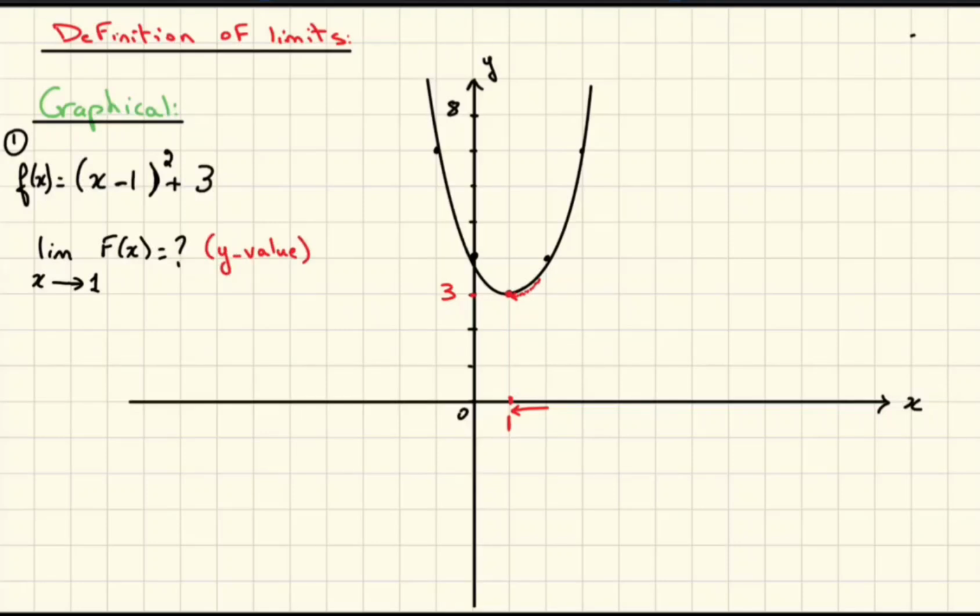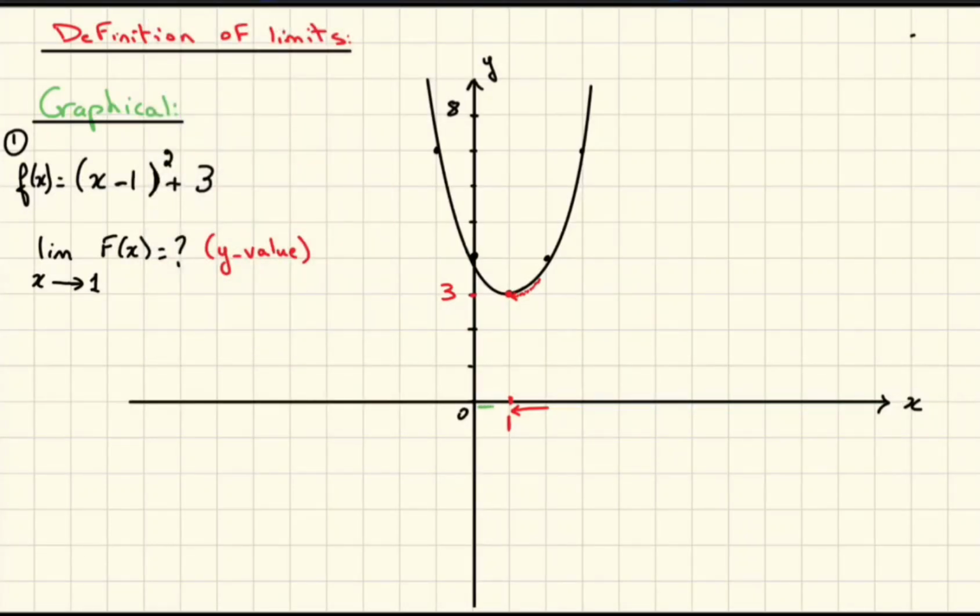From where do I get it? From the graph. As x approaches 1 from the right, I can see that the points are going towards the point that has a y value equal to 3. Is this enough? No. We need to look at the left side.